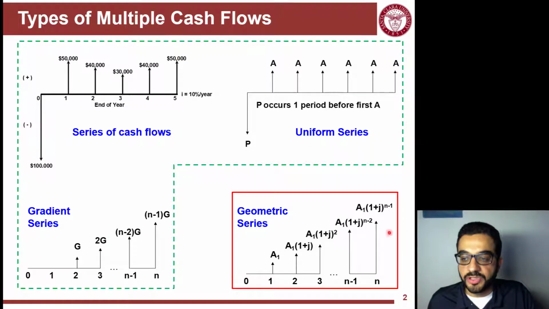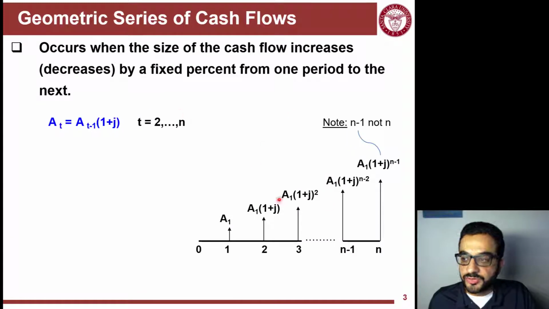And we'll see the geometric series. So geometric series is similar in some way to the gradient series, in that the cash flow amount increases from year to year, but with a fixed percent. So A2 would equal A1, plus an increase of it by percent j. So this formula here is generically presenting how this series is represented.